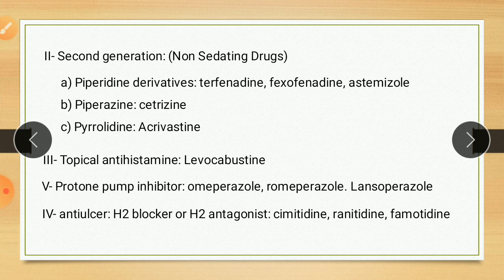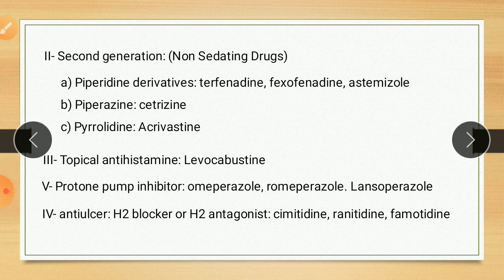Then proton pump inhibitors, example omeprazole, rabeprazole, lansoprazole. And the fourth one is anti-ulcer, called H2 blocker, or called H2 antagonist. As the name indicates, these drugs block the H2 receptor more as compared to the H1 receptor, therefore also called H2 antagonist, example cimetidine, ranitidine, famotidine.